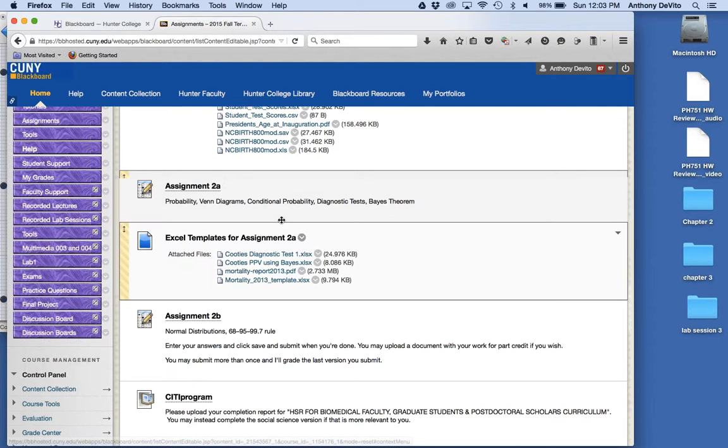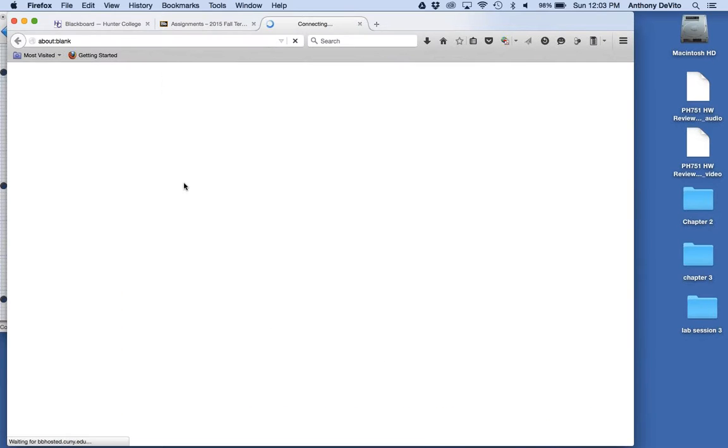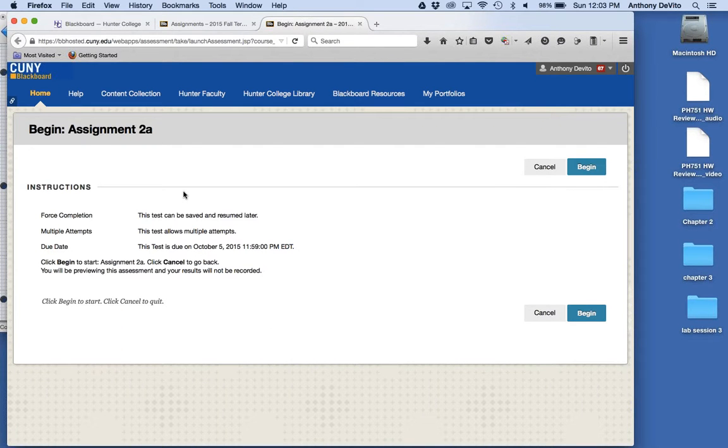You remember we did some work with Venn diagrams. We talked about conditional probability. We looked at diagnostic tests, sensitivity, specificity, predictive value, and we used Bayes' theorem, which is a way for us to analyze a conditional probability to determine what a predictive value might be for a diagnostic test. So I'm going to go into that, and I think that covers a lot of that kind of stuff. I'm going to open it up in my window.